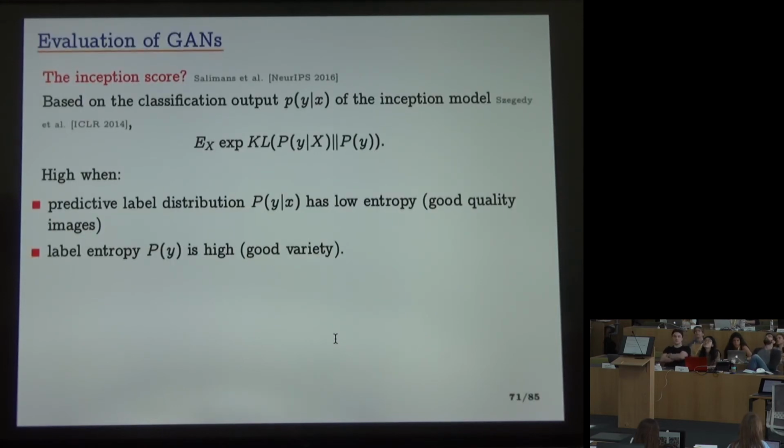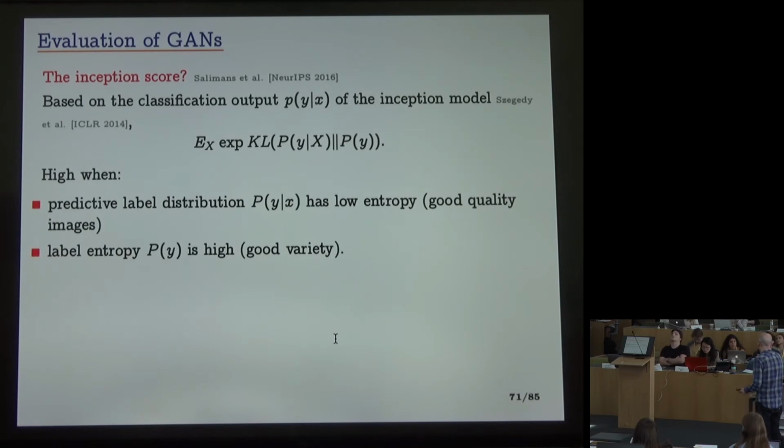One of the most famous GAN evaluation scores is the Inception Score. This is the Inception Score: the expectation of the exponential of KL(p(y|x) || p(y)). What does this enforce? Let's say I've got a GAN generating objects. I've trained it on CIFAR, and it's generating houses, cars, horses, whatever.